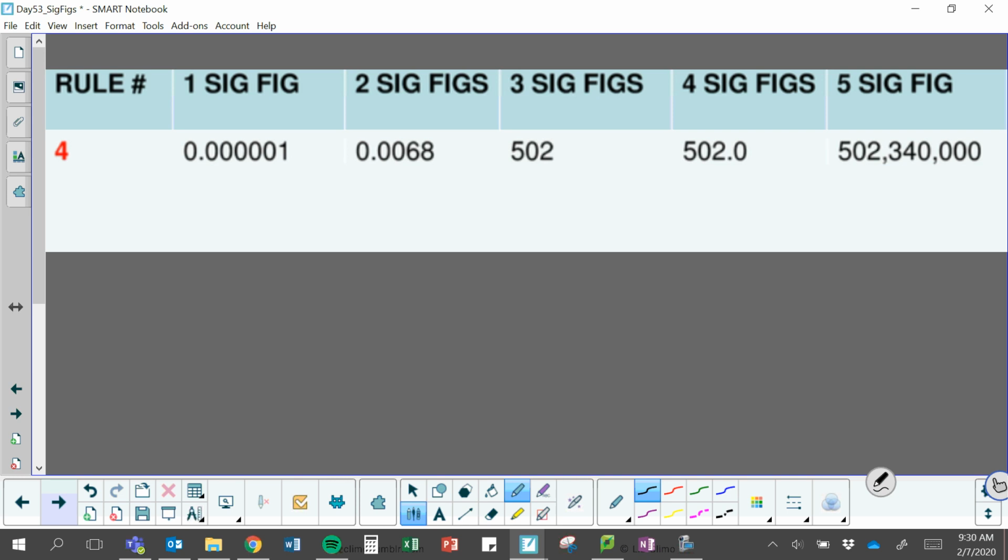Okay, so this is our last rule. And our last rule is dealing with our zeros that come before or to the left of our significant numbers. So if you notice, here is our one significant figure, here's our 2, 3, 4, 5. Okay, so if we have zeros that are to the left, even though there's a decimal point, they are not significant.